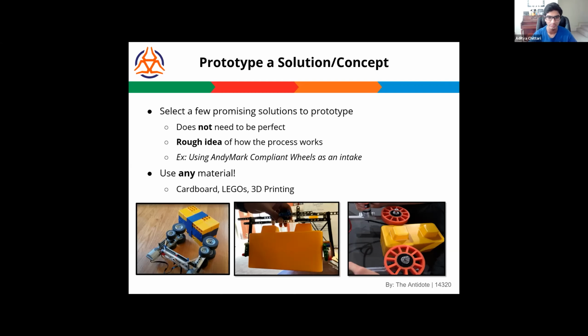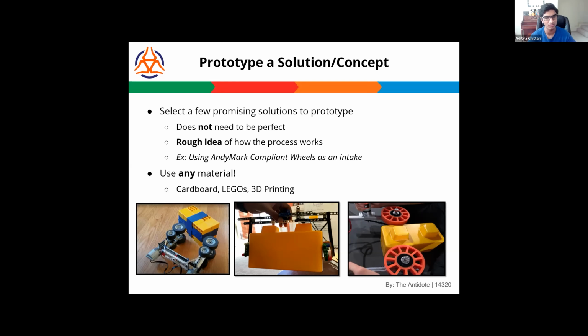And so, for example, as you can see in the bottom right, we actually just hooked up 2 compliant wheels to motors and just held them there with our hands. And it was just a great way for us to see if the compliant wheels would work as an intaking system. And also use any material, Legos, cardboard, or even 3D print something.